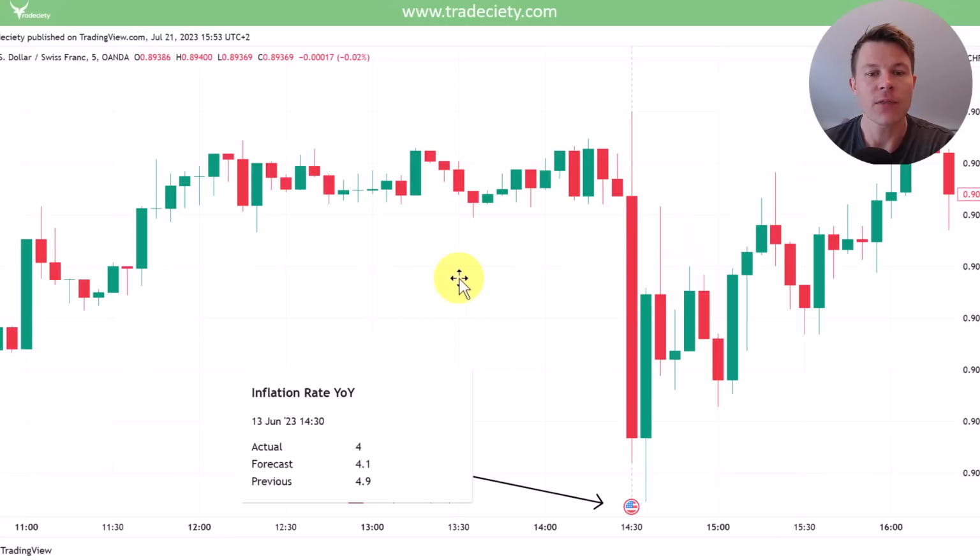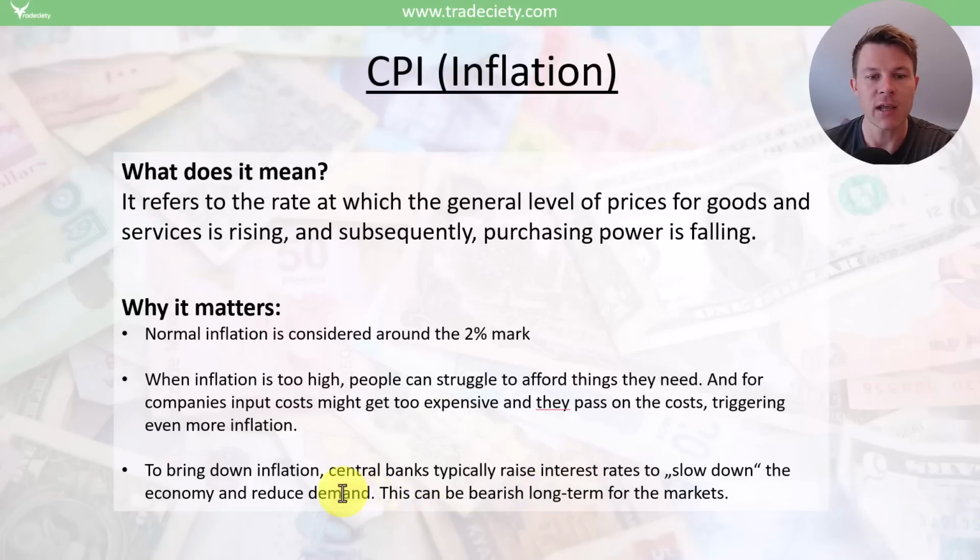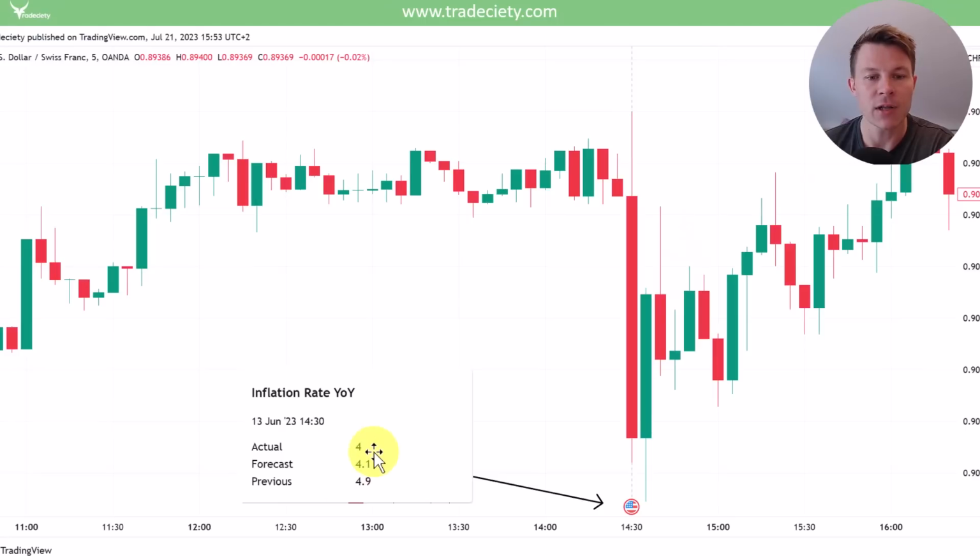Here's an example of the latest inflation event, and you can see the actual number that was released is 4% per year. The forecast was 4.1 and the previous inflation number was 4.9. So you can see the actual number was lower than the forecast and also lower than the previous one. You can see 4% is still well above the 2% target that the central bank is aiming at. And this could mean, as I've shown you here, central banks are going to raise interest rates going forward to slow down the economy, to bring down inflation even further.